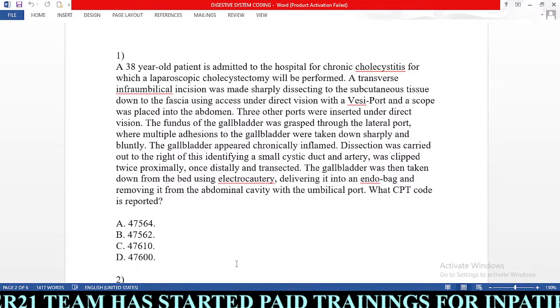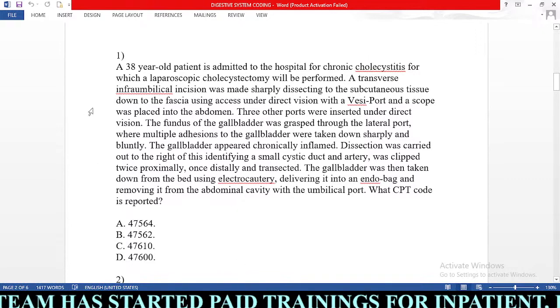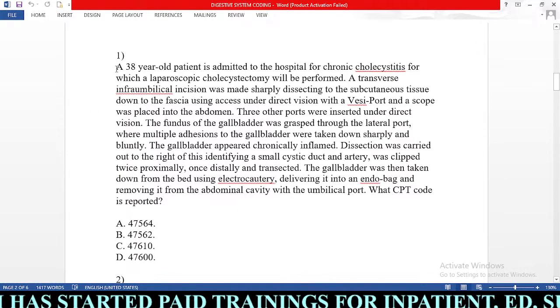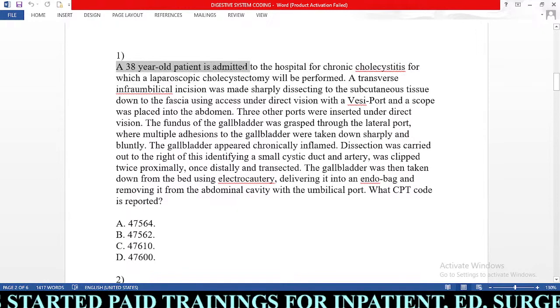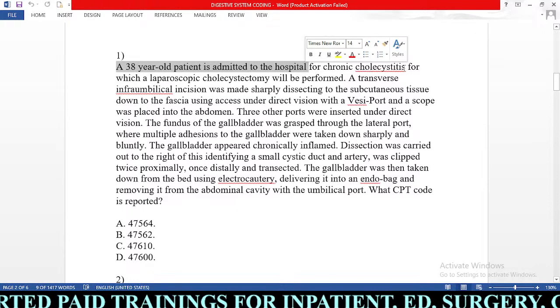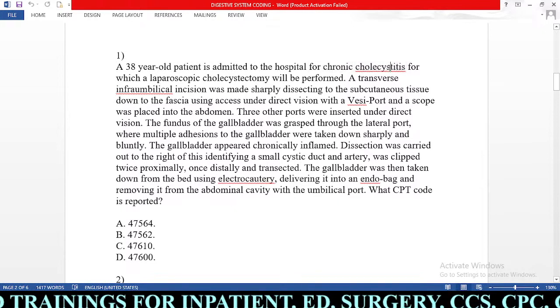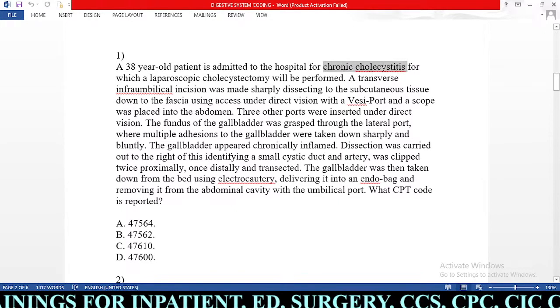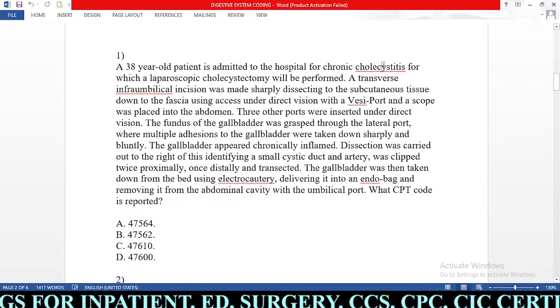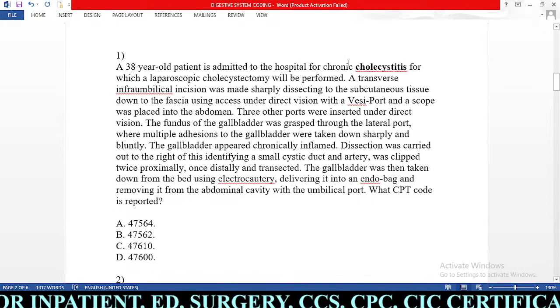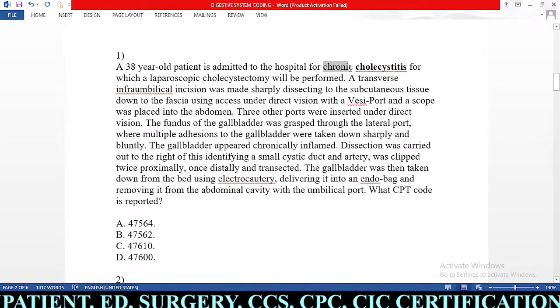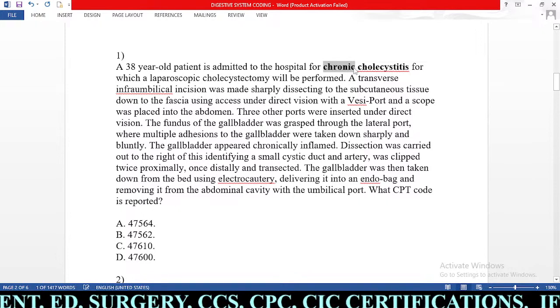Okay guys, time is over now, so we will discuss here. A 38-year-old patient is admitted to the hospital for chronic cholecystectomy. Try to remember this procedure is very common while coding live, same day surgery coding also. These are very, very, very common procedures.